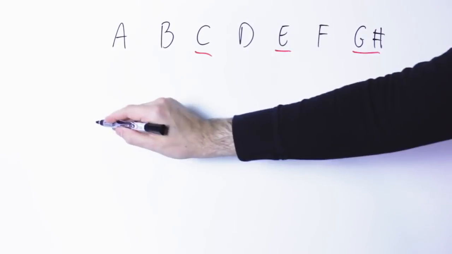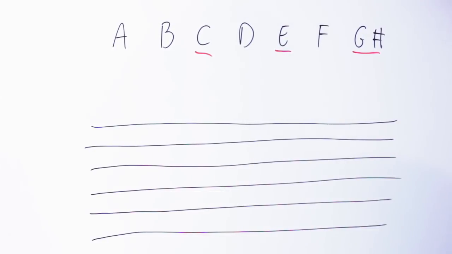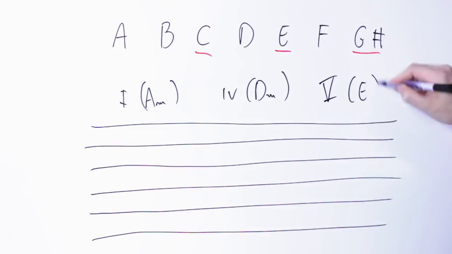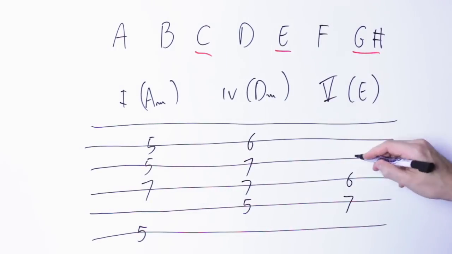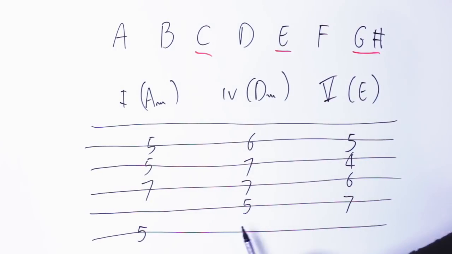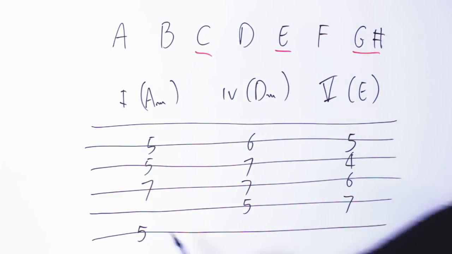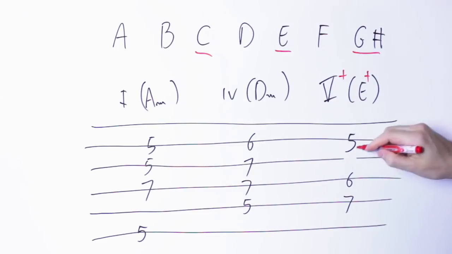So let's say I have a short chord progression. The 1st chord of the key, the 4th chord of the key, and the 5th chord of the key normally would be A minor, D minor, E. And I'm gonna put my chord to substitute the E.